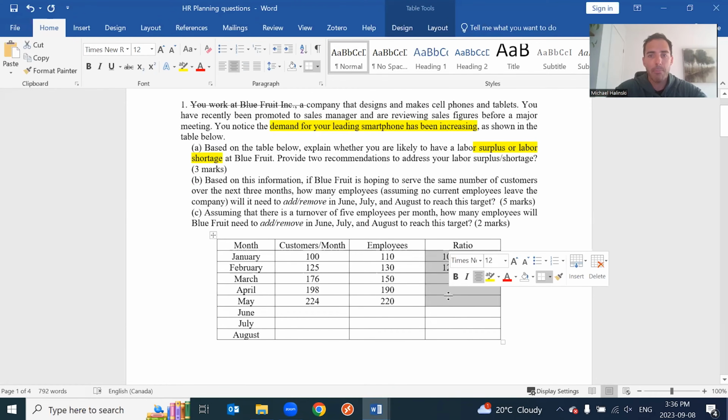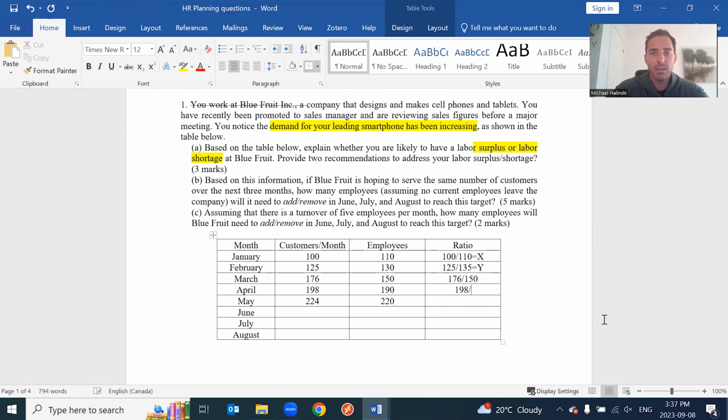Okay, that's step 1. I'm going to put up the solution in a second, but let's just do this. 176 divided by 150, 198 divided by 190, 224 divided by 220.